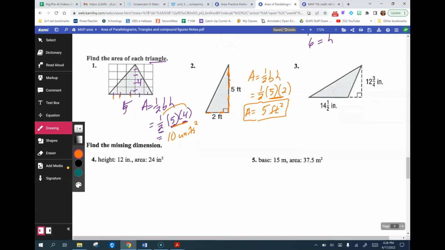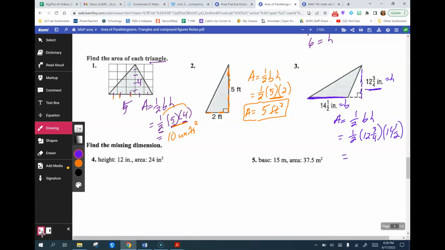Number 3, very similar to what we saw on the last one. Notice my height is out here, because this is my base. This one, it does matter. It won't matter when we multiply, but this is your height. This is your base. So formula, 1/2 base times height. The other reason I encourage you to write it down is then it just sticks in your head a little better. So I have 1/2 times 12 3/4 times 14 1/2.